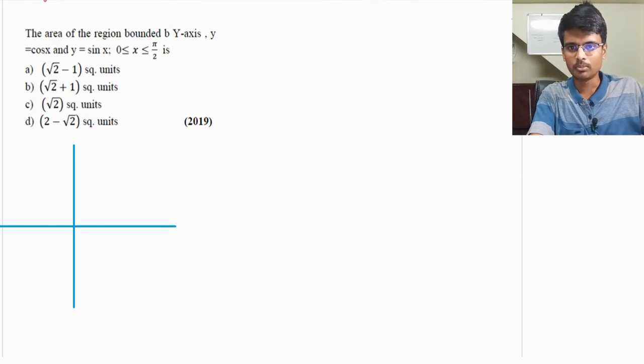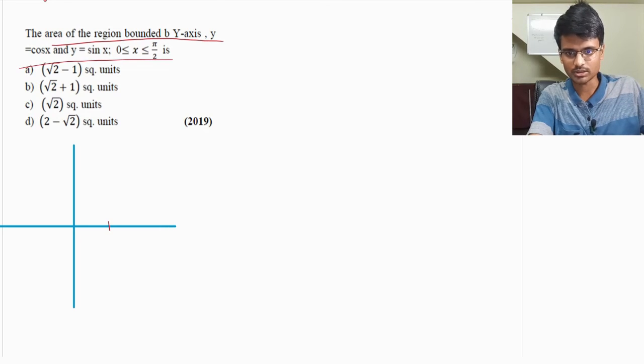Okay. Moving on, the area of the region bounded by y-axis, y equal to cos x and y equal to sin x. First, let's plot y equal to cos x. Y equal to cos x is something like this, right? This is my y equal to cos x, and sin x will be like this. But we are interested only in 0 to pi by 2. So this is my 0 to pi by 2. This is my pi by 2, no?